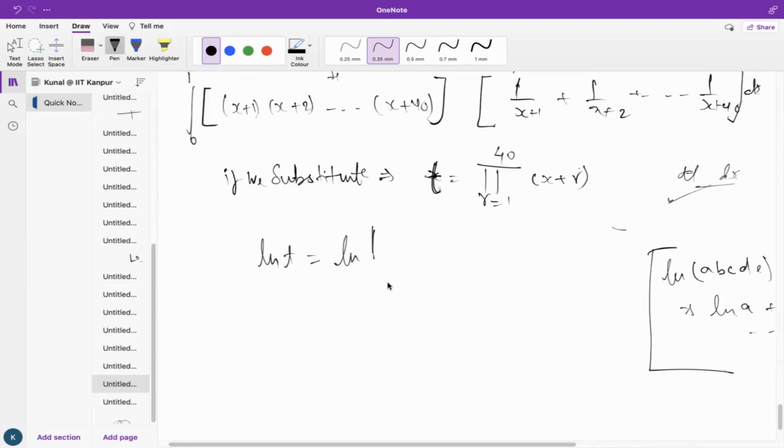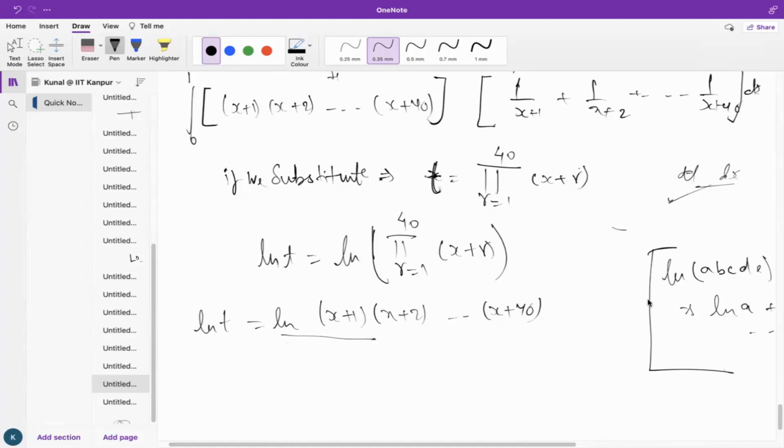So we are using the same property here. ln of product of r is equal to 1 to 40, x plus r. Now if you open this, you get x plus 1, x plus 2, dot, dot, dot, x plus 40. So we are using the simple logarithmic property. What we get is ln x plus 1, ln x plus 2, dot, dot, dot, ln x plus 40.